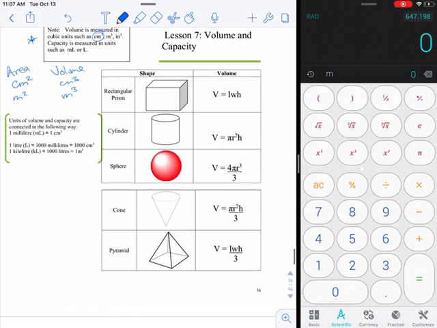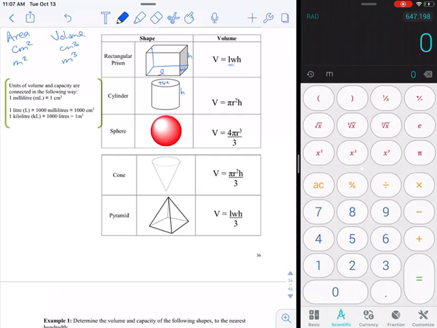This page has a whole bunch of formulas for how to calculate volume. Essentially, they're all the area of a base times a height. If you look, length times width gives you the area of the base, and then you multiply it by the height. Pi r squared, that's the area of the base multiplied by the height. The volume of a sphere is just a little bit tricky: 4 pi r cubed divided by 3.